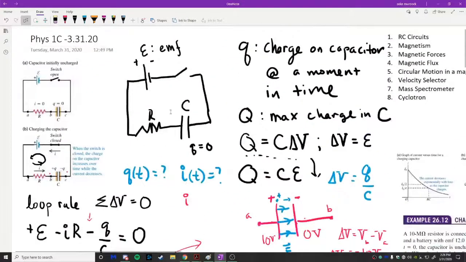Hey everyone, this is Physics 1C for March 31st. We're talking about RC circuits. I started the lecture without starting a recording, so this is the type of circuit we're talking about.